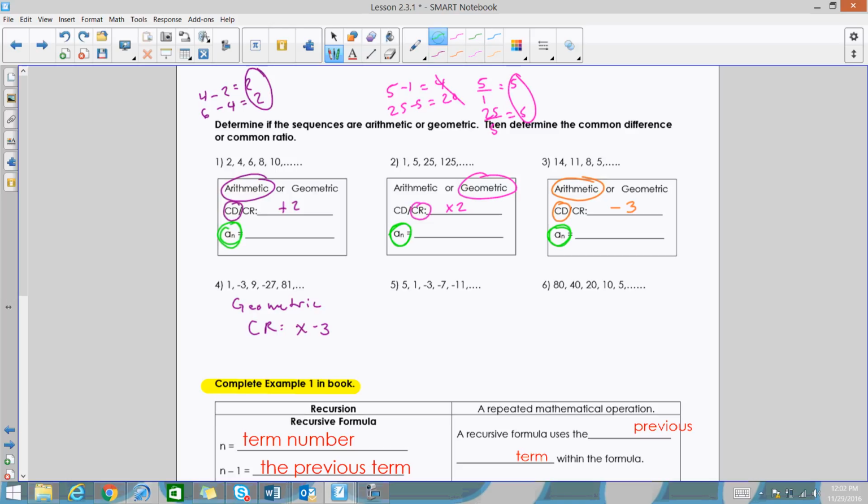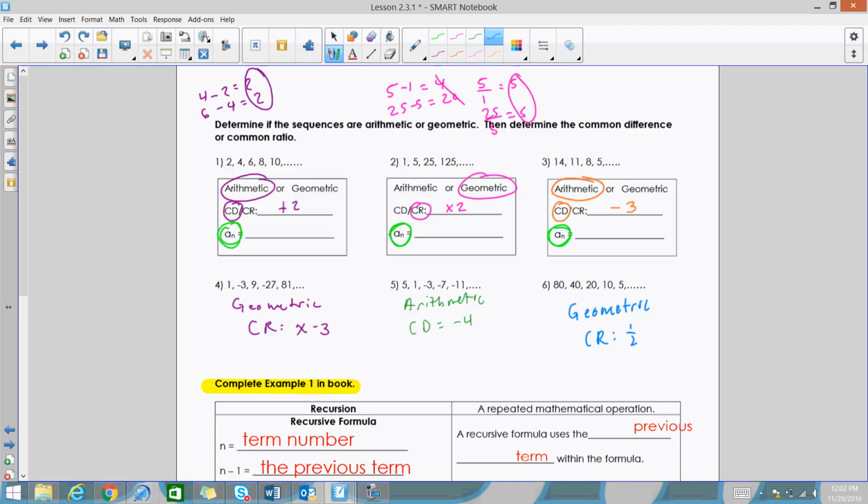Number 5 is arithmetic. And our common difference, because you're adding and subtracting, is negative 4. You're subtracting 4 to get to it. And then lastly, number 6 is geometric. And your common ratio is 1/2, because really you're kind of almost dividing by 2.